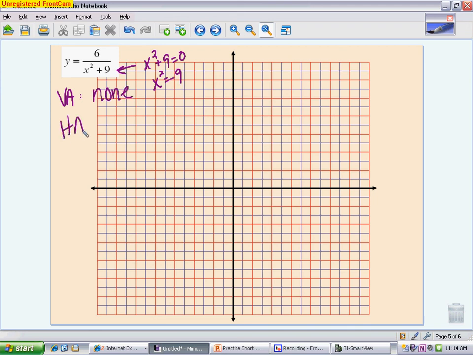My horizontal asymptote is like the last one. I have a bigger degree in the bottom, so it'll be y equals 0. So I'm going to put my dotted line here at y equals 0. My domain, because I have no vertical asymptotes, is all real numbers. There's no exception. And my range is going to come from the picture.